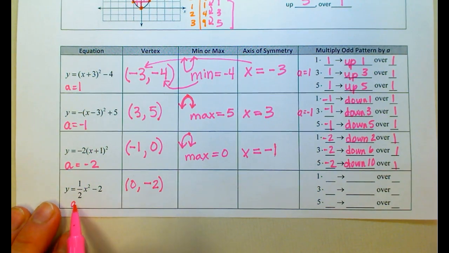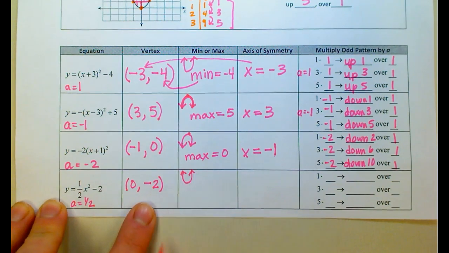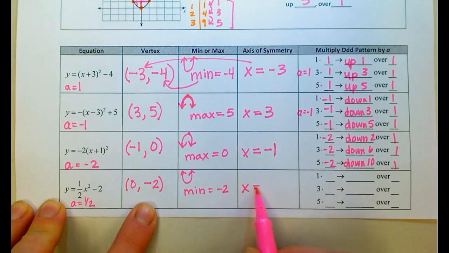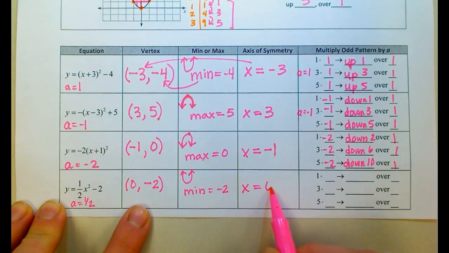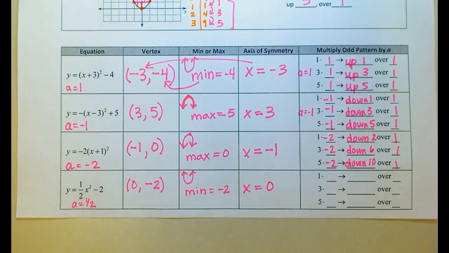My a value is equal to 1/2. Being positive, my graph will open up, and I have a minimum value, the same minimum value as my vertex, which will be at -2. My axis of symmetry will fall on the x value of my vertex, x equals 0.